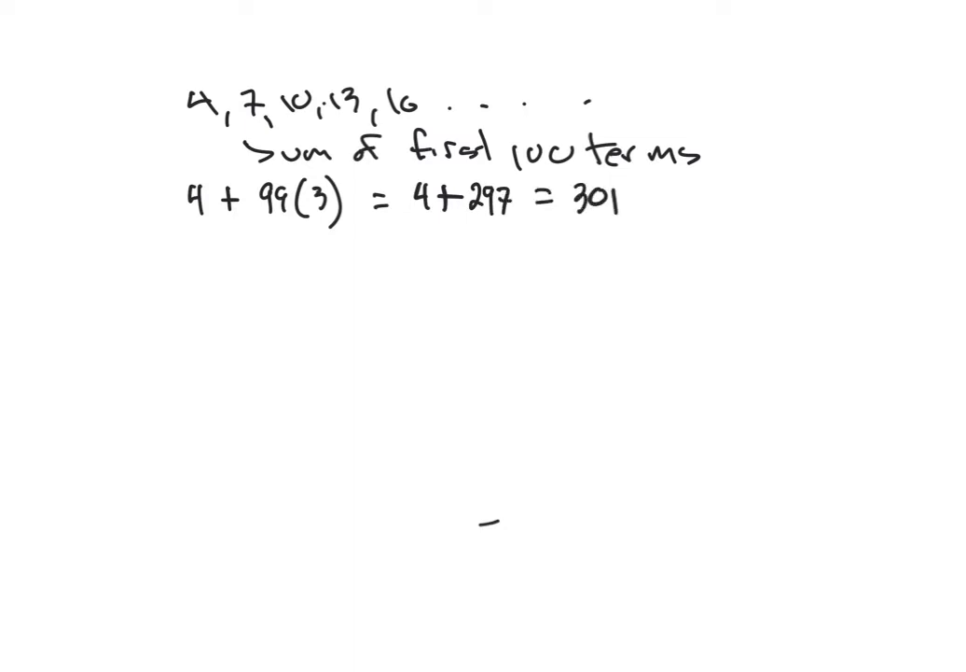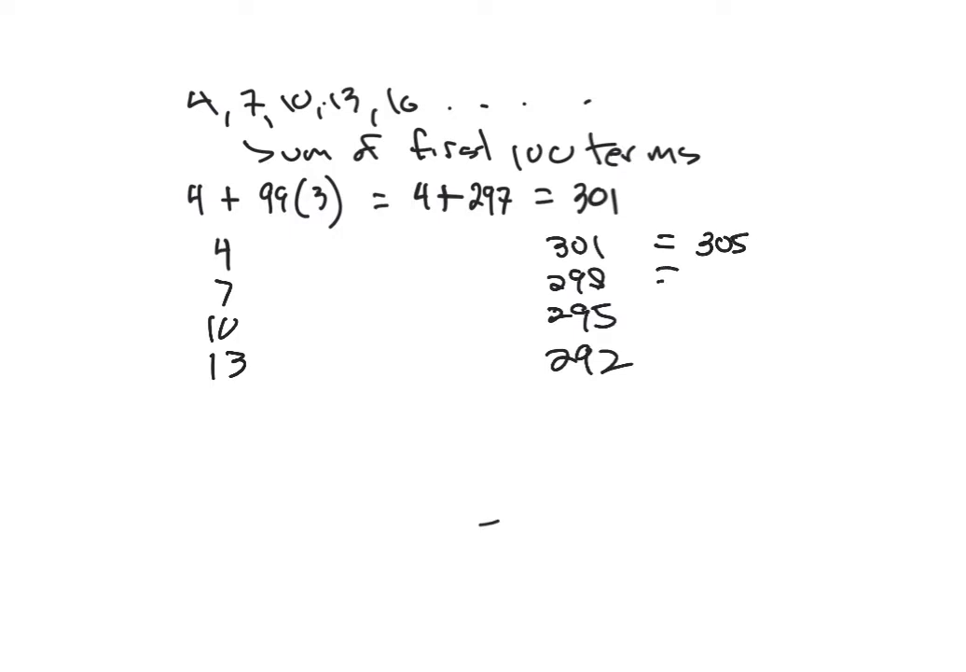And so the way I'm going to envision this is that I know that if this is my first term, my last term is 301, then I also know that my second term is 7, my second to last term is 298. My third term is 10, my third to last term is 295, and then I have 13, 292, etc. Well, what we'll notice is that when we sum these pairs, we end up with 305 each time.